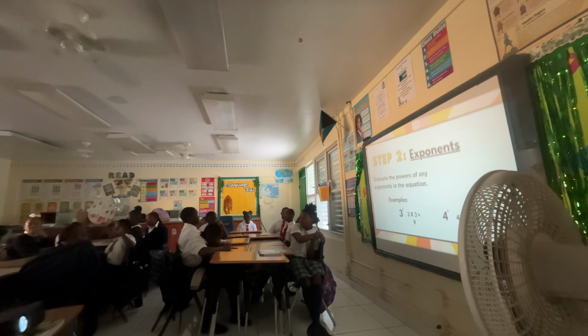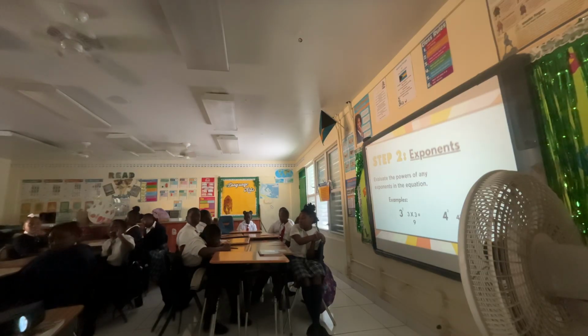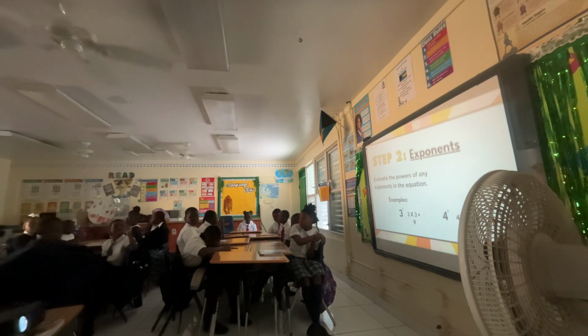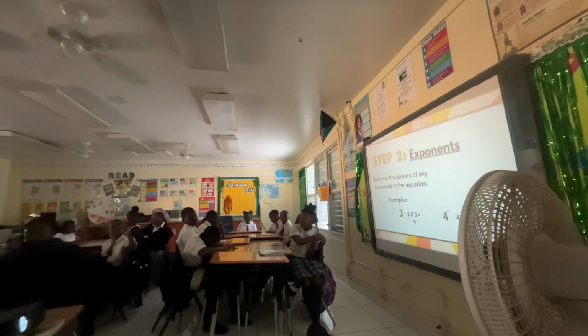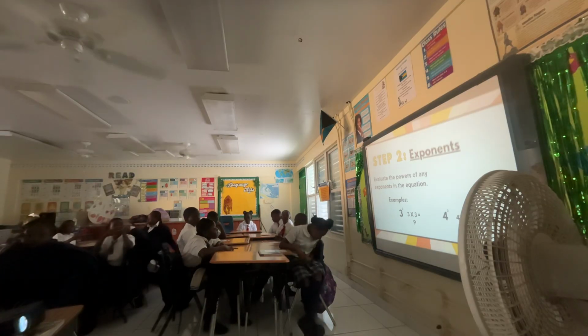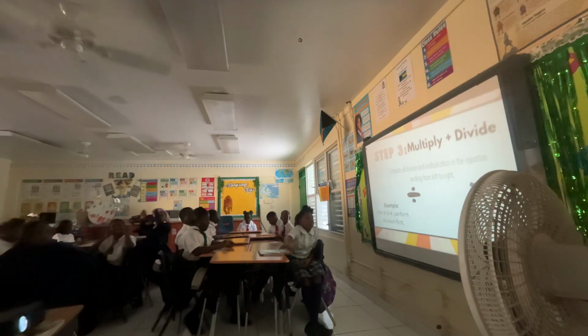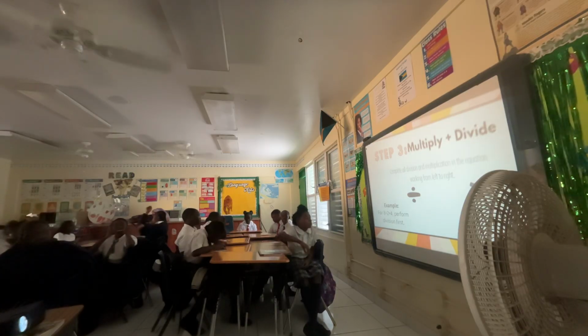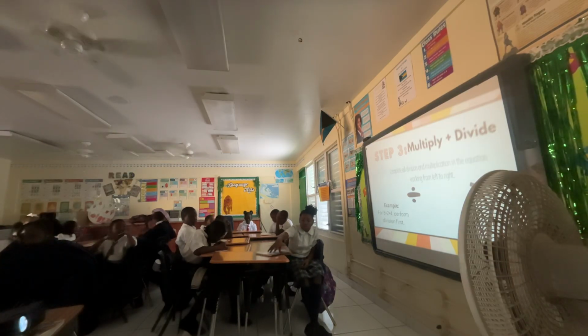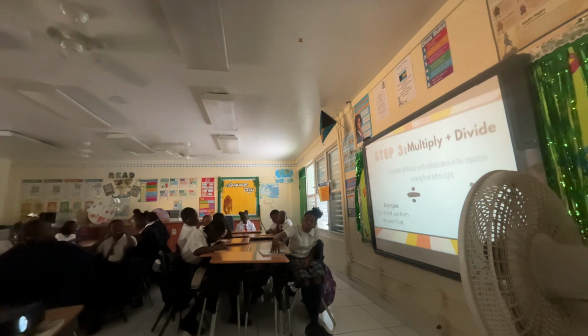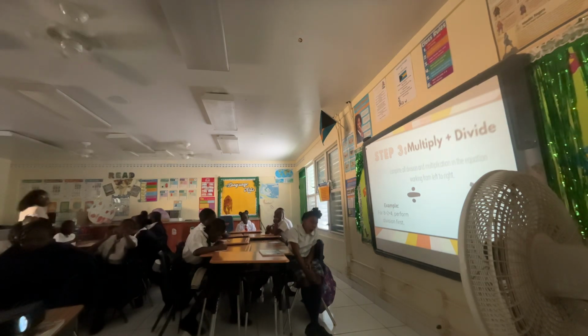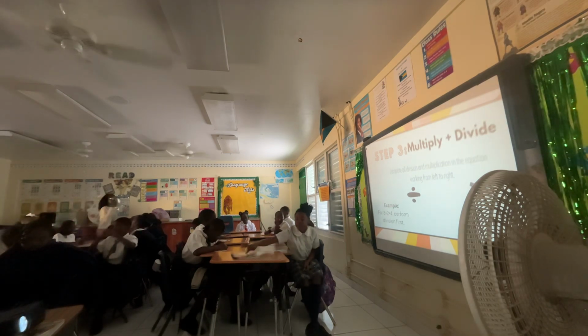3 times 3 times 3 times 3. And if we see 4, that's how it goes. So next we solve exponents. And then we have multiplication plus division. We multiply and we divide. So we complete all division and multiplication in the equation working from left to right.